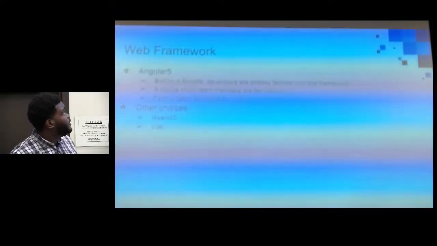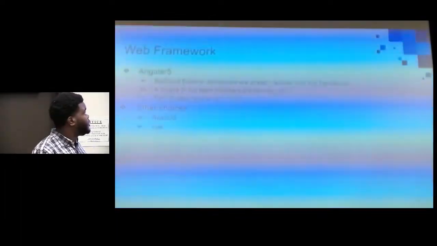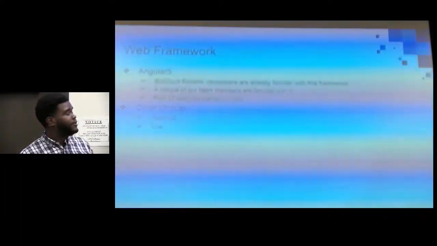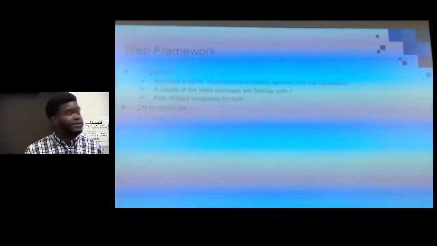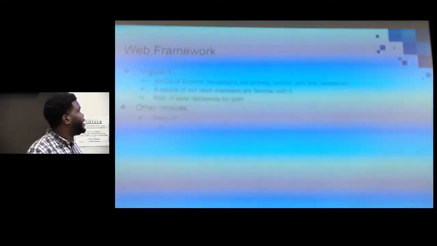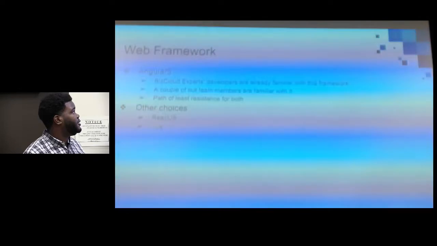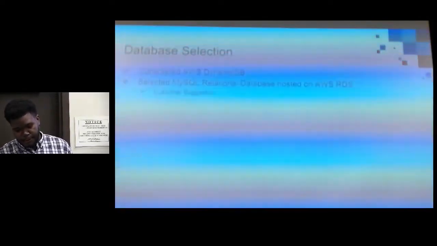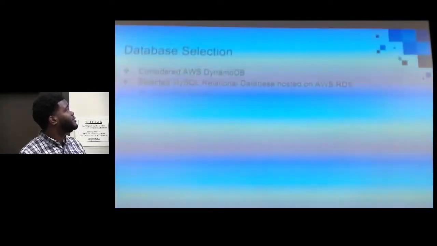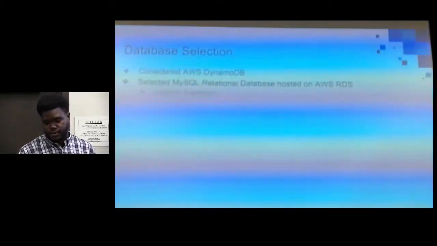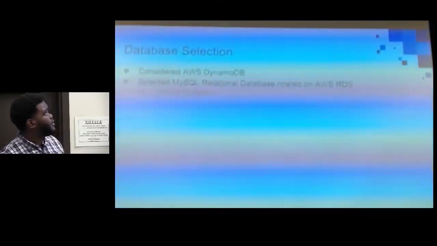For the web framework, we decided on Angular 5, mainly because of the project sponsor. We did consider using React and Vue. However, BizCloud strongly suggested that we use Angular 5, and some of the members on our team had experience working with that, so we figured that would be the path of least resistance. For the database selection, we considered a non-relational database, DynamoDB, because somebody had experience with that. However, because of the customer's suggestion, we decided on MySQL, and we have a MySQL database running on AWS RDS.